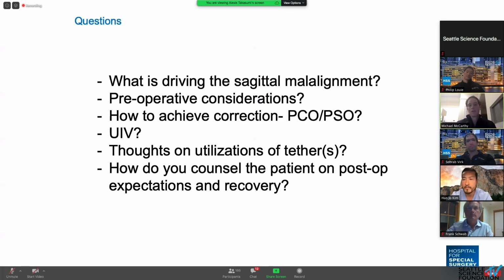So thinking about her overall alignment and the issue with her current sagittal malalignment, I want to pose some questions to the audience to think about what you could do: from an osteotomy standpoint, pedicle subtraction versus posterior column; the upper instrumented levels, how far are you going to go; whether anyone will use any tethers; and also what you are going to tell the patient as far as pre-op or post-op counseling and what to expect.